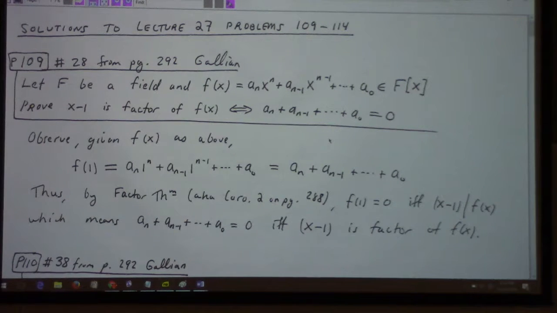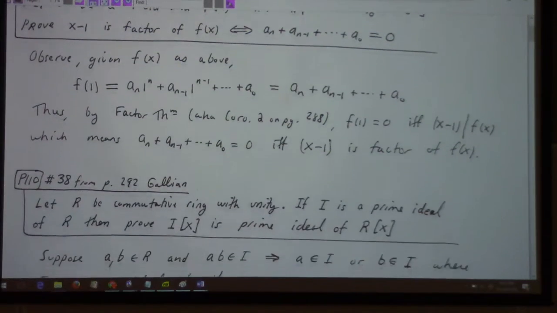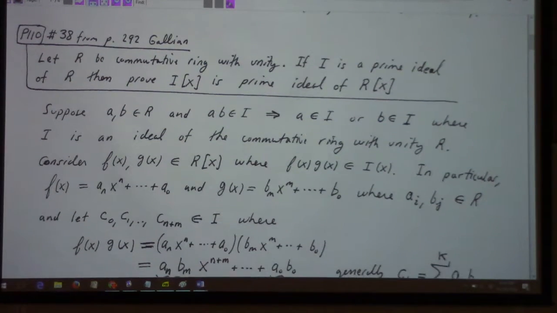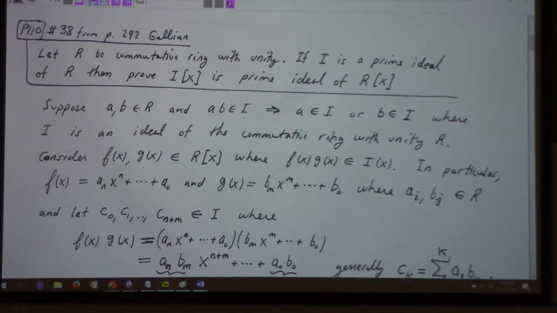All right. Oh, I just did an if and only if. I guess I give an if and only if argument here. This is true if and only if f of 1 is equal to 0, and f of 1 is equal to 0 if and only if this is equal to 0. So x minus 1 is a factor if and only if the sum of the coefficients is 0. Yeah. That one was fun. This one was more involved.